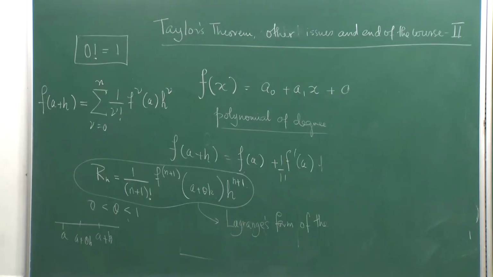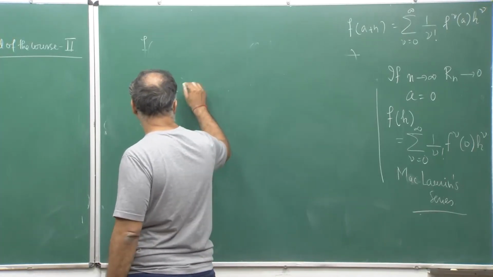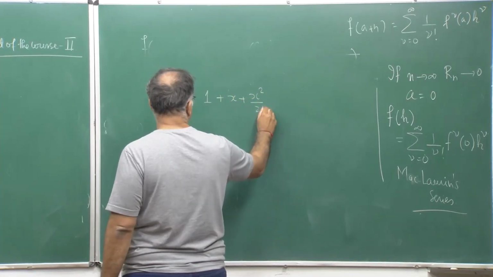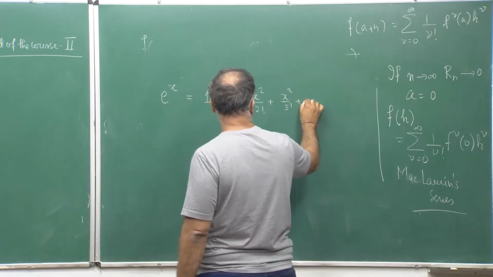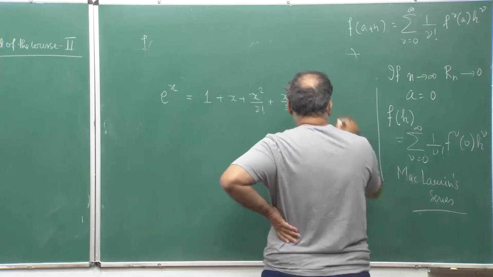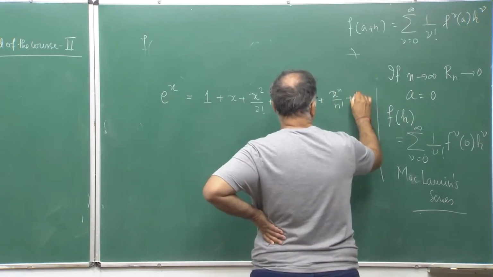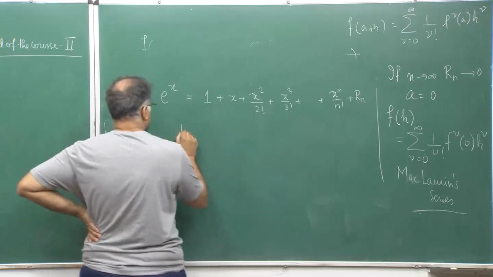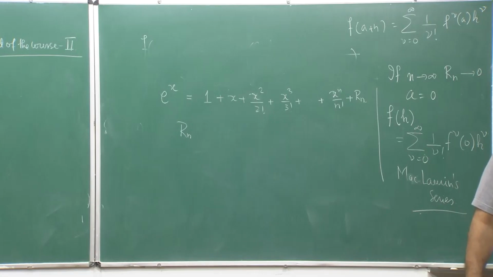So if I take e to the power x, e to the power 0 is 1 plus x square by factorial 2 plus x cube by factorial 3 plus the last term x n by factorial n plus R n x, or R n if you want to call it, because we are choosing that particular x. So, what is this R n?